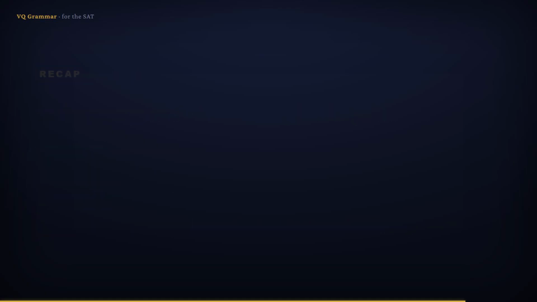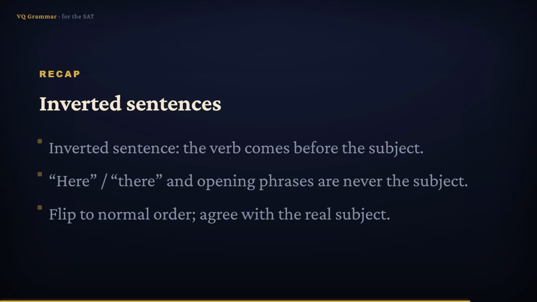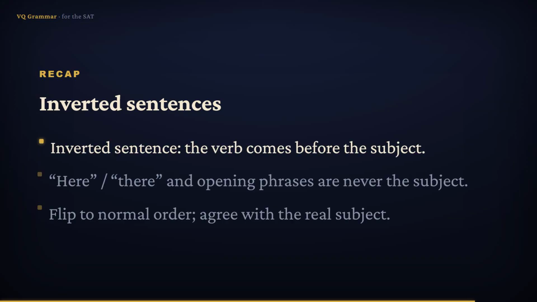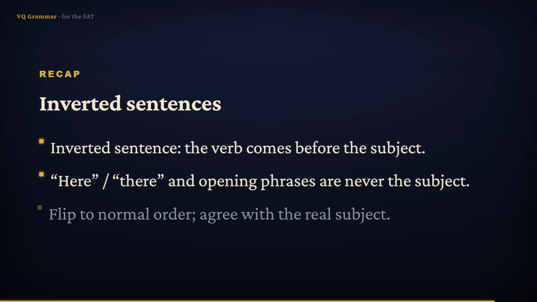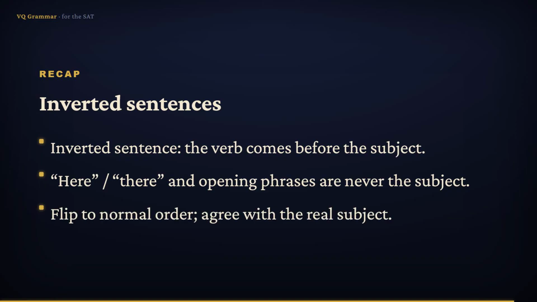Let's wrap up. In an inverted sentence, the verb comes before its subject, but agreement doesn't change. The verb still matches the real subject. Sentences starting with here or there are inverted, and here and there are never the subject. Questions are inverted too, so the helping verb agrees with the subject that follows. When in doubt, flip the sentence into normal order, subject first, and the agreement snaps into place. Great work. In Lesson 45, we'll tackle special subjects, like collective nouns and amounts.